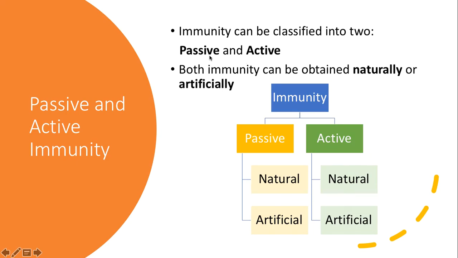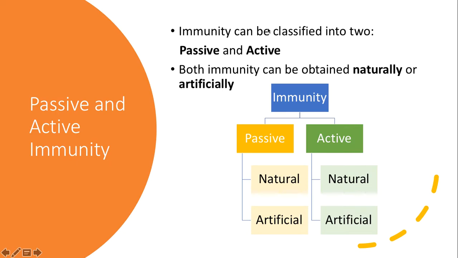What's the difference between passive immunity and active immunity? Okay, passive immunity means where your body gain the antibody from the external. Okay, that's why they call it passive. They call it passive because your body basically does not have to work too hard to produce the antibody because you will be getting it from the external. Someone will actually give it to you.